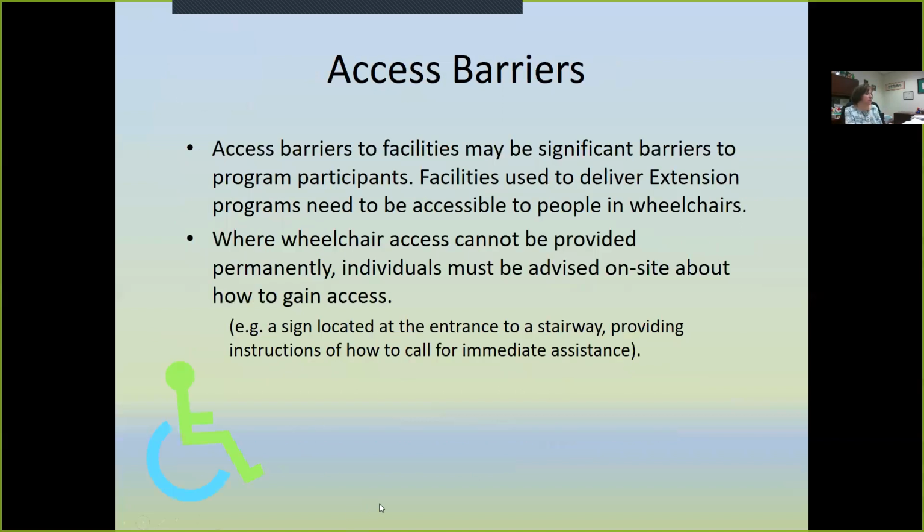And then our access barriers. These are really looking at where we are providing programs. Is it accessible for people with disabilities? We know it's not always going to be the case that wheelchair accessibility is provided permanently. Sometimes that just is not the case. We need to have signs located at the entrance, letting them know how to call to get immediate help. We need to be thinking about those things as you're looking at where you're providing programs.